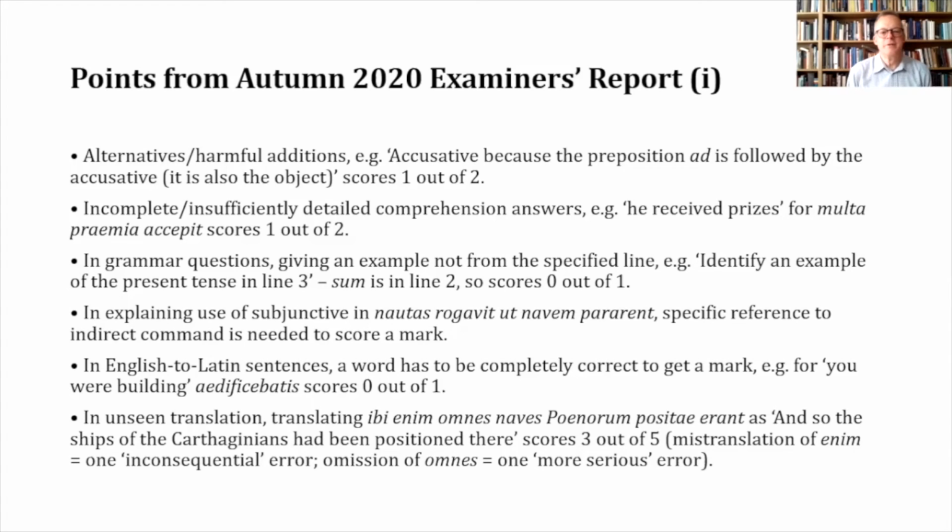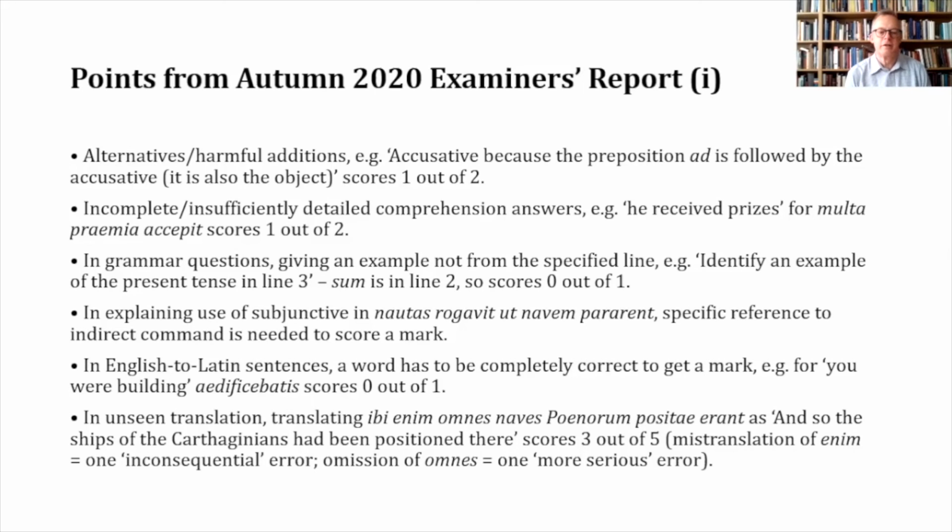In explaining the use of the subjunctive in "nautas rogavit ut navem pararem", that was the one I mentioned before in the grammar questions. Now, slightly to my surprise, the mark scheme and the examiner's report say that they want specific reference to indirect command. Obviously, they want to distinguish it, show that the candidate can distinguish it from other uses of ut. But I have always in the past taken it as read that if the candidate translated it and made clear that they knew what it meant, without necessarily using the terminology for the construction, they would still get the mark. So I have a sort of question mark over that.